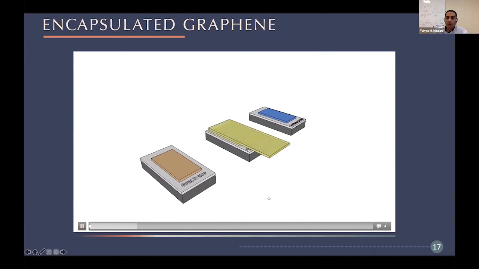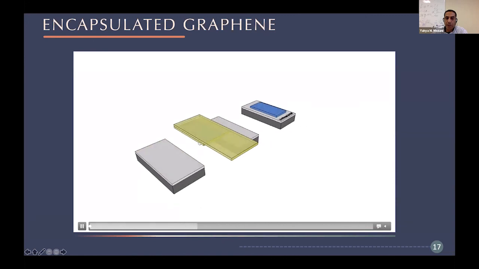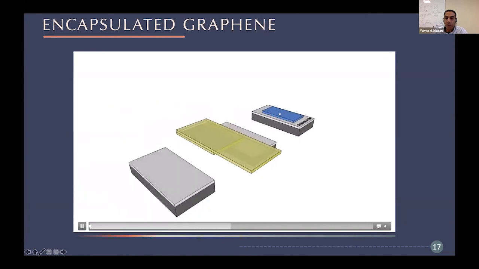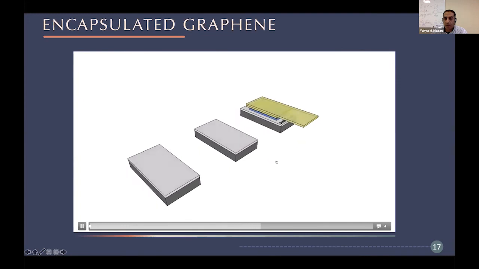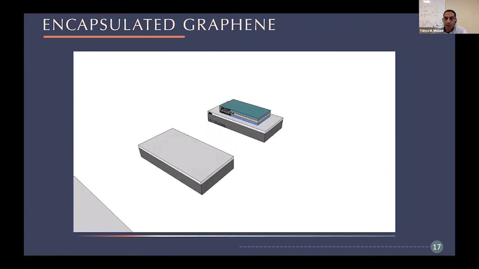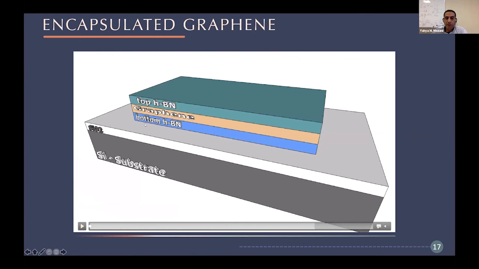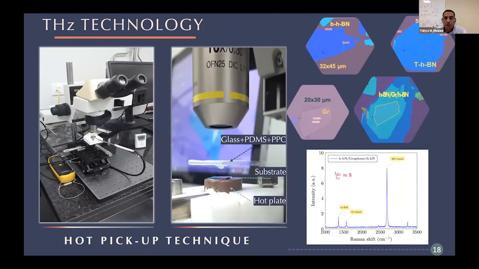So this is a small animation. Take the first top HBN, deposit here, and take both, and then make the deposition on the last sheet. Okay, and then finally you will have bottom HBN, graphene, and the top HBN, and then we go to the next step where we make the top gate and also the drain and source contacts. So the method we are using is called the hot pickup technique, because we are heating the substrate. Here you can see the hot plate.